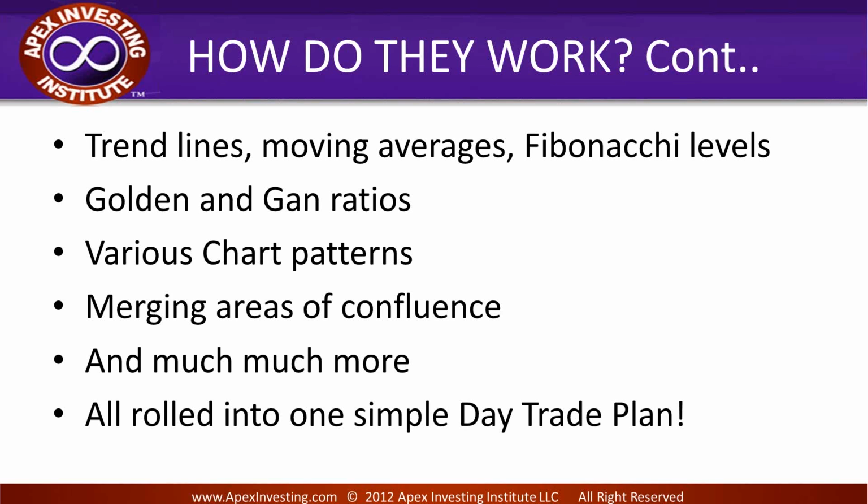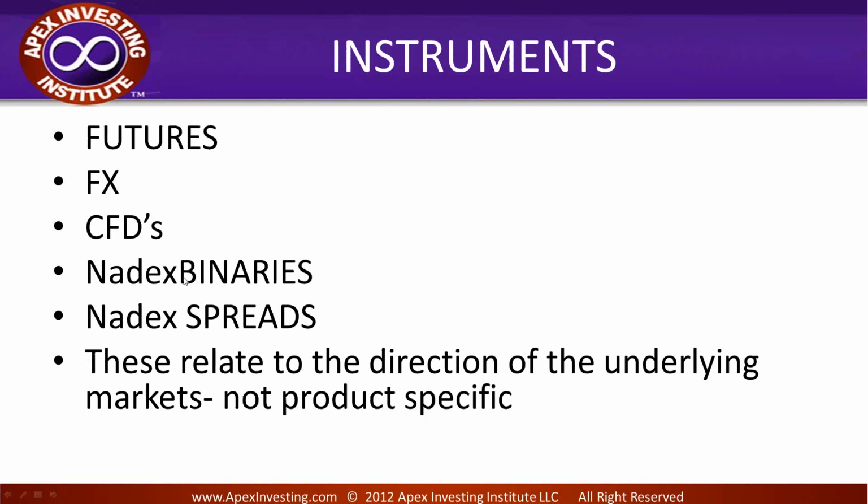We're going into golden and Gann ratios. We're checking out Fibonacci levels, trend lines, moving averages, 200-day moving averages, 100-day moving averages, and putting it all together. A few different chart patterns that are pretty dominant that we look at, and merging areas of confluence, so where that stuff comes together. That's just a little bit of what we're doing every day. We wrote it all into a very simple day trade plan.